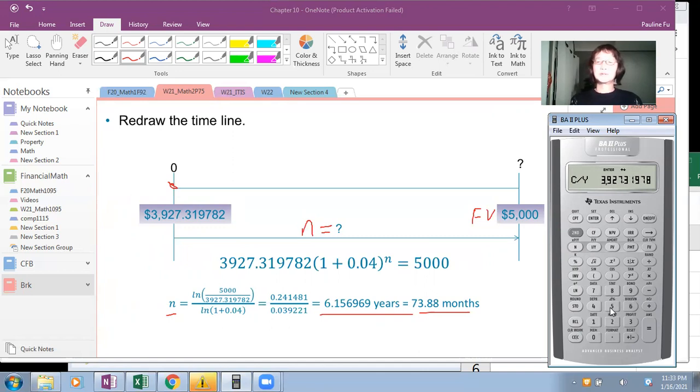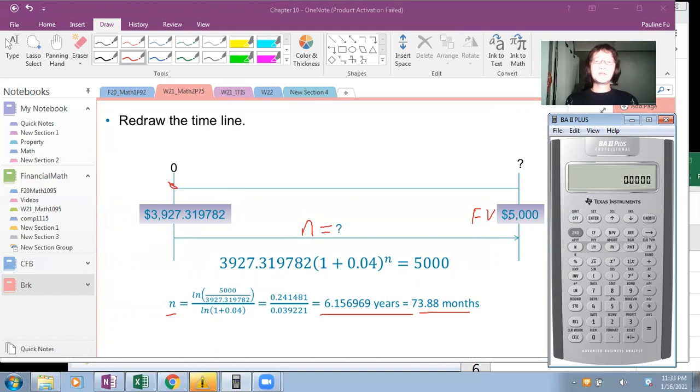Now enter 3,927.319,782. This is the present value. Oops, no, that is not right. That is CY. CY should be equal to 1. Enter. I should press second quit. So double check: second PY is 1, CY is 1, correct. And now I enter the present value.